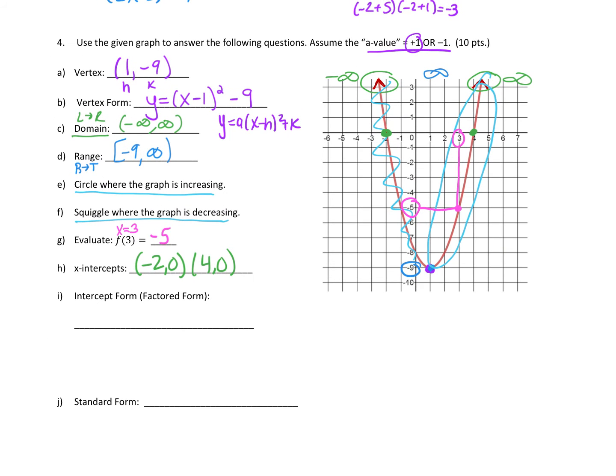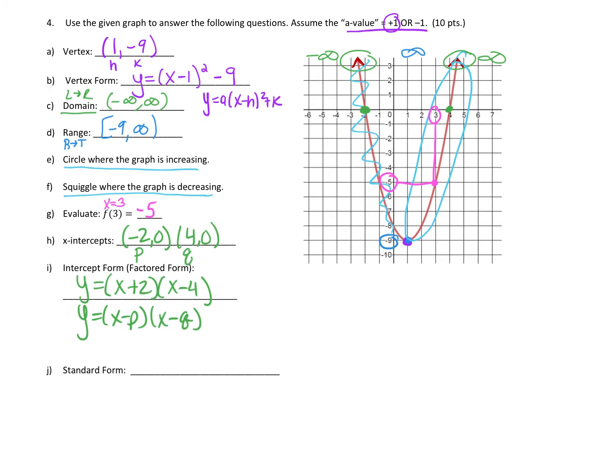And now it wants us to put this in intercept form. So again, I'm going to have x minus p, x minus q. In this case, P is -2 and Q is +4. So minus a negative means +2 and -4.